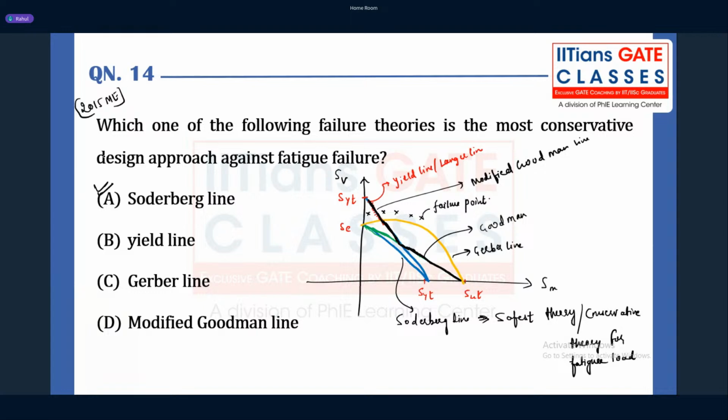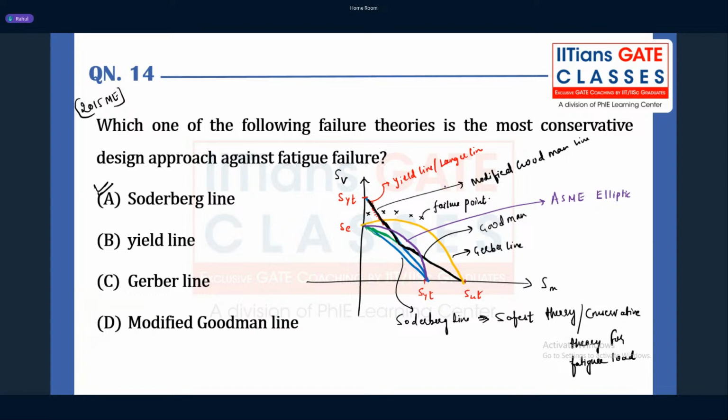You must be having confusion between the yield line as well as the Soderberg line. The correct answer must be the Soderberg line, right? Again, in next year's GATE, for example, they may ask which of the following theories of failure is the most accurate theory. So you can plot one more graph over here. That graph is connecting between Se and Syt. A parabolic graph, that is an elliptical graph. This is nothing but the ASME elliptic theory.